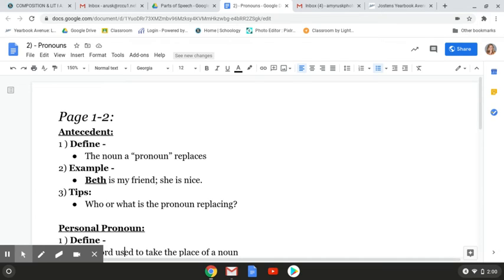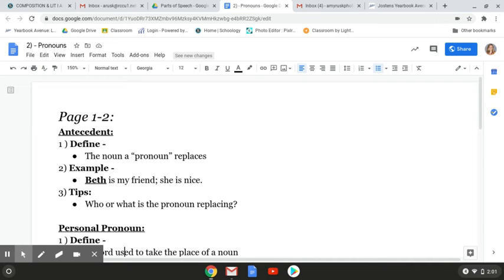All right, so these are your notes on pronouns. So the first thing that we have to look at with our pronouns is that pronouns have antecedents. So an antecedent is the noun that a pronoun replaces.